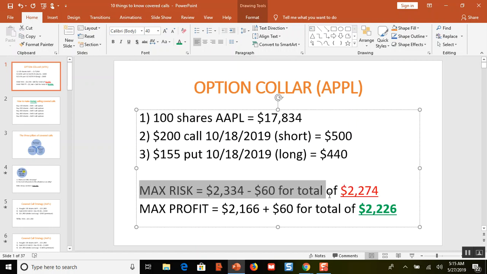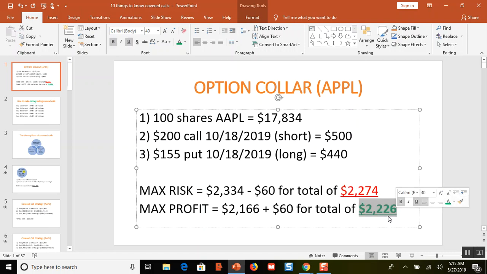Now, how much money could you make? Well, if Apple goes up to $200, you make that money. Okay, so you bought Apple at $178.34, and so 200 minus 178, that's a possible $22 or whatever. Actually, $21.66, and then I added the credit, and so you could make a possible $2,226 on your $17,834 investment. If it goes any higher than that, then your profit gets capped. You don't make any more money.